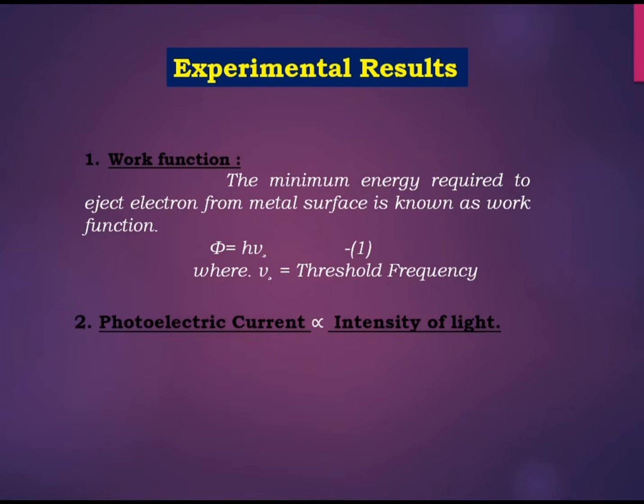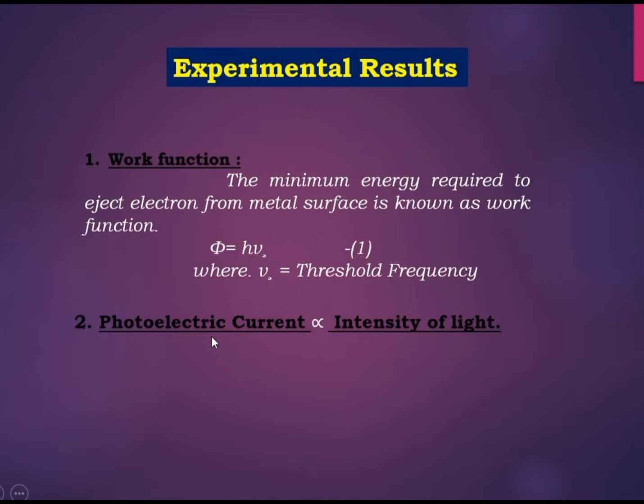The next result was that the photoelectric current is directly proportional to the intensity of light. Now what does intensity of light mean? Intensity means the number of photons which are incident on the metal surface. So when we increase the number of photons on the particular metal surface, apparently the number of electrons ejected will also increase, and this will result in the increase of photoelectric current.